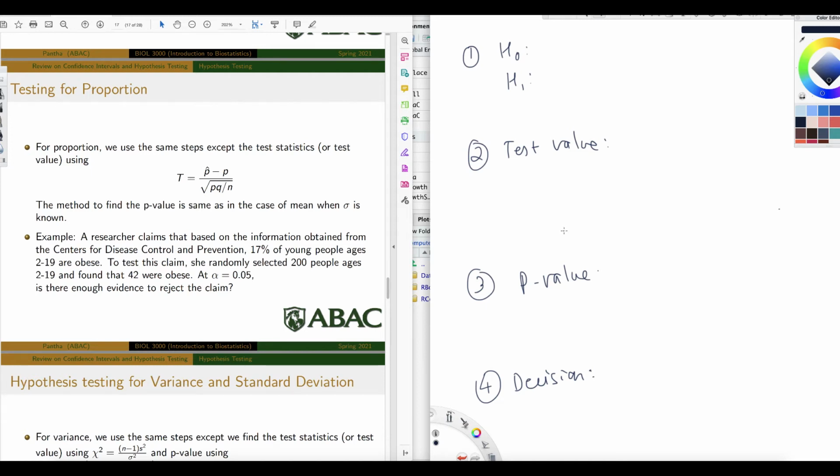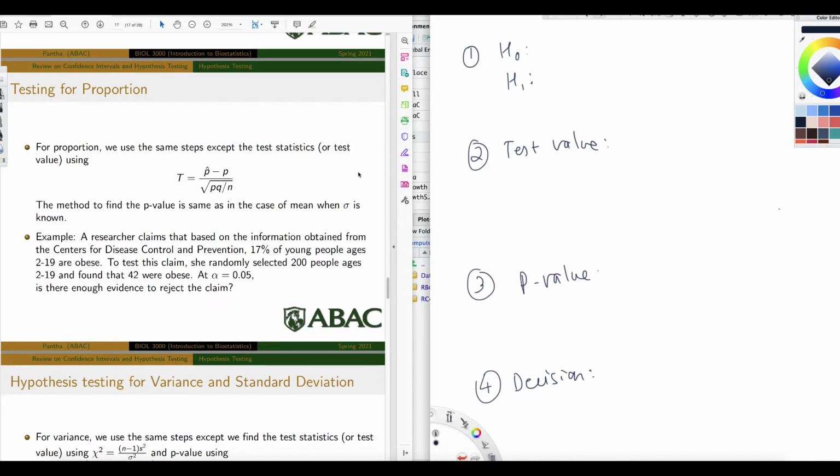Hi, in the last video we discussed how to test the hypothesis for the mean when the population variance or the population standard deviation is given, and the other case was when it was not given. I showed you how to do it by hand by two methods, the p-value method and the critical value method, or the traditional method. I also showed you how to do it using R software, with just one line of code. So in this video I'm going to show you how to do the hypothesis testing using R and by hand for the proportion and the variance.